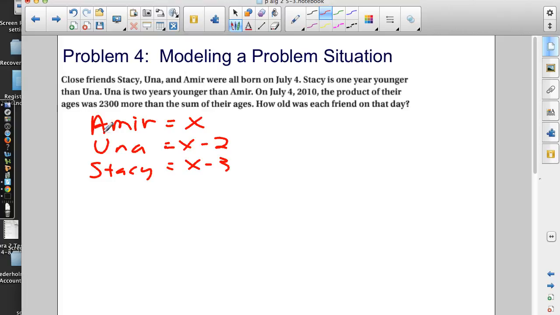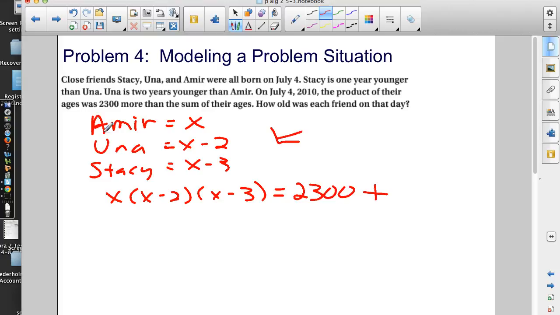Here it comes. The product of their ages. Was, is. I hate to teach Q words, but in math that means equals. You know, when it says this was, this is, it's like you're stopping on that side and you need to take a look at the other side. 2,300 more than the sum of their ages. What does sum mean again? Adding. So we're going to have to take 2,300 and add that to all of these ages right here.